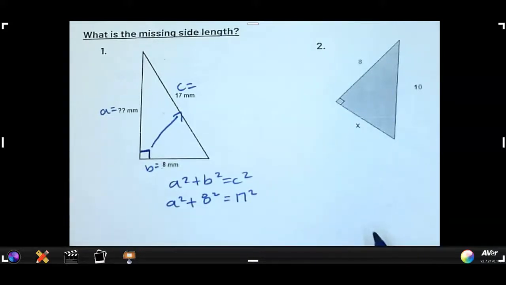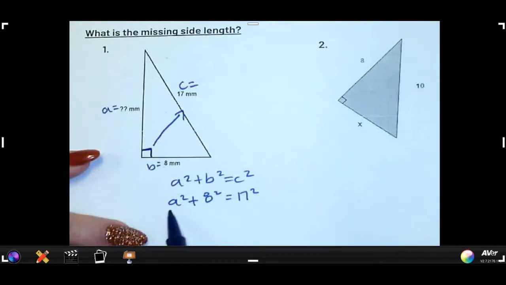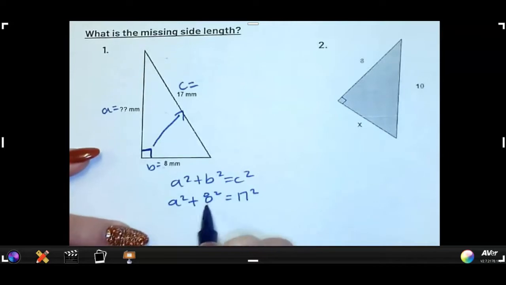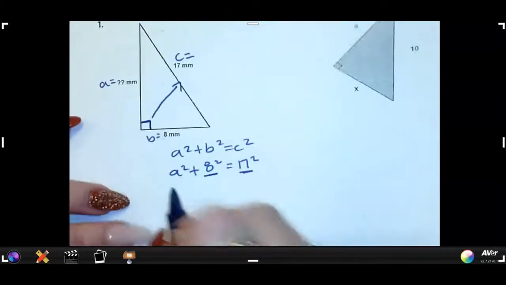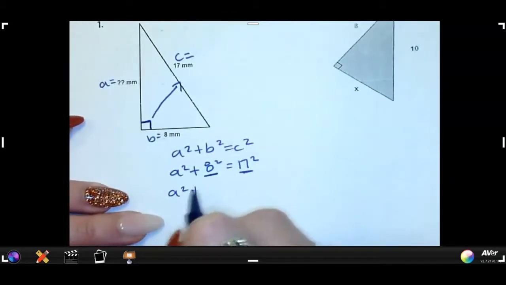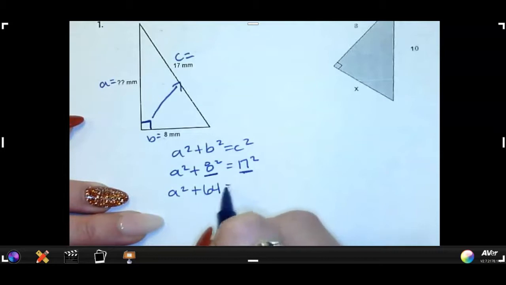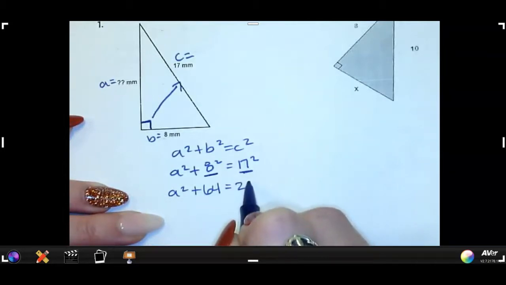Okay? Now, in Desmos, you cannot put A squared plus 8 squared. It's not going to give you anything. Okay? We're just going to put in 8 squared and get a number, and 17 squared and get a number. Okay? So that this becomes A squared plus 64 is equal to 289.